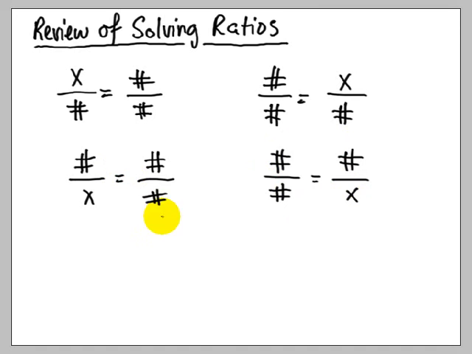So basically all I'm trying to say is you look at the cross with both numbers, you multiply them, and then you divide by the other one, and that's always going to give you the value for x no matter which situation you're in.